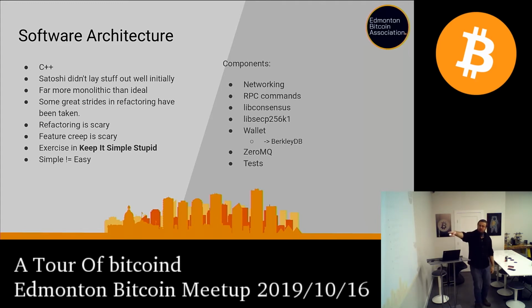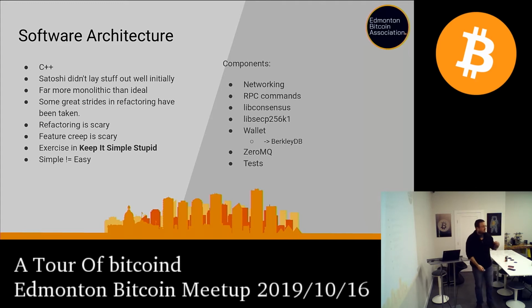As did the cryptography library, libsecp256k1. That got extracted out. That's a very important library for making sure the signatures work. If they don't work, that's a big problem for Bitcoin. Libconsensus is another big one.